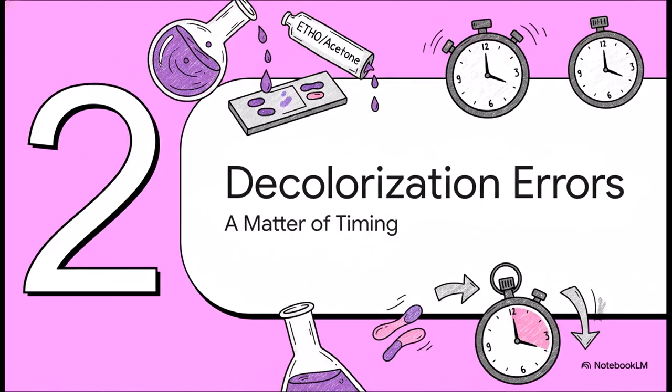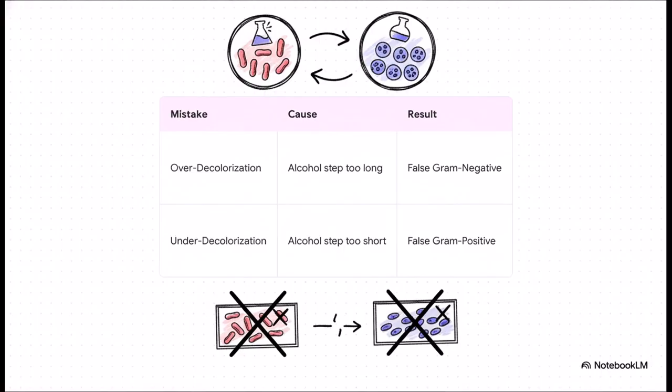Which brings us perfectly to our first, and honestly, probably the most frequent type of error. It all happens in the decolorization step. You know, when you use the alcohol or acetone. This is where most stains go wrong, and it is all about timing. You can really see here how it's 2 sides of the exact same coin. Too much time with that decolorizer, you get a false gram negative. Too little time, you get a false gram positive. Let's really break down what's happening in both of these screw-ups.